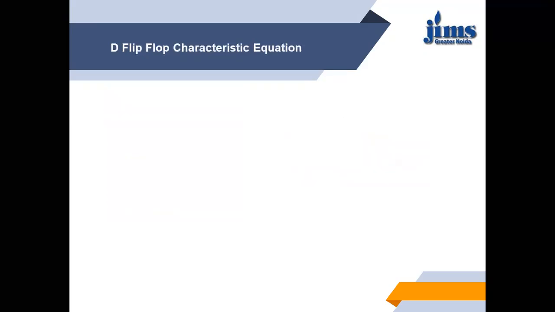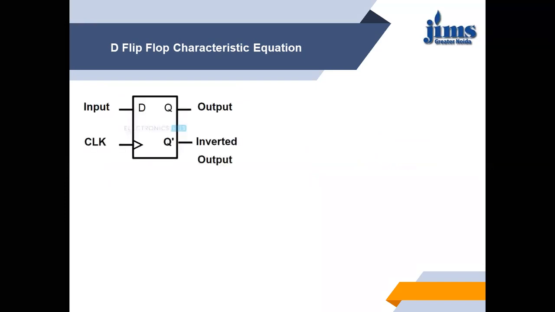Similarly, for the next type of flip-flops, that is the D flip-flop, we first will find out the characteristic equation, then the excitation table. Here is the block diagram of the D flip-flop: input D and a clock, Q and Q bar as the output. Operation table of the D flip-flop: whenever D is 0, output is 0; whenever D is 1, output is 1, irrespective of the previous state.